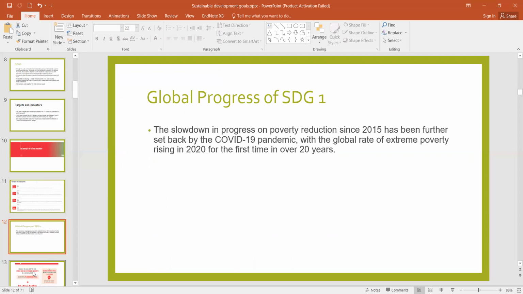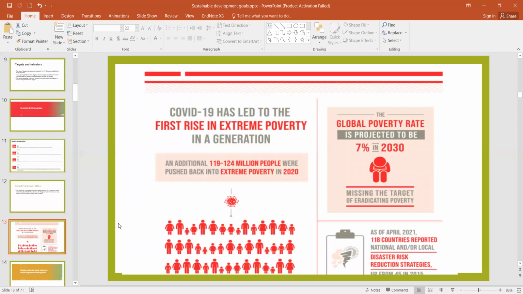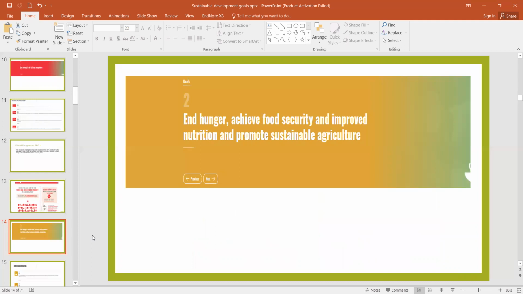Global progress of SDG 1 till now: the slowdown in progress on poverty reduction since 2015 has been further set back by the COVID-19 pandemic, with the global rate of extreme poverty rising in 2020 for the first time in over 20 years. COVID-19 has led to the first rise in extreme poverty in a generation. The global poverty rate is projected to be 7% in 2030. An additional 119 to 124 million people were pushed back into extreme poverty in 2020.